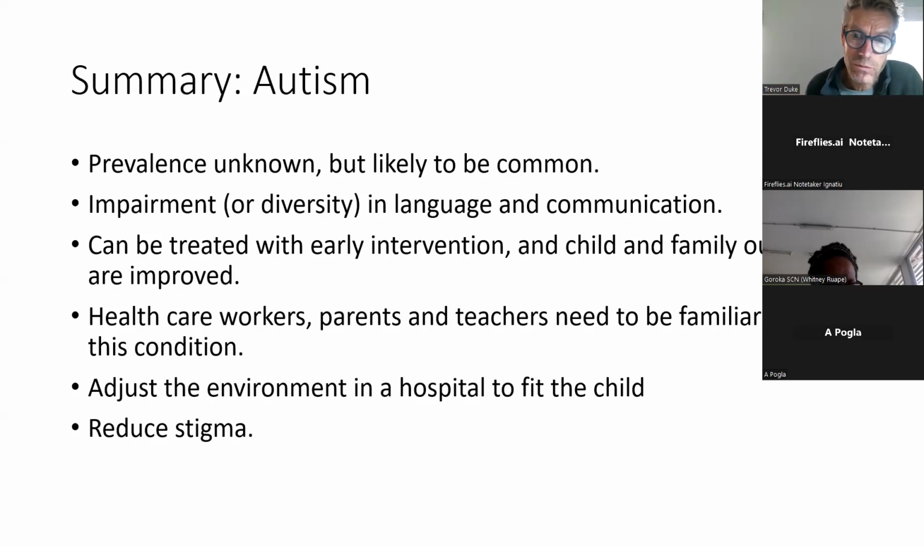And I think we all need to be familiar with this condition, and as best we can adjust the environment in a hospital to fit the child, and that comes by working closely with parents. And we all have a role to reduce stigma and try to educate other people about this condition. Certainly teachers, if the child is going to school, need to be very well informed about autism, and it's our job, I think, to inform parents so that they can help their child with early intervention if they can. So that's all I want to say today about this developmental issue called autism.